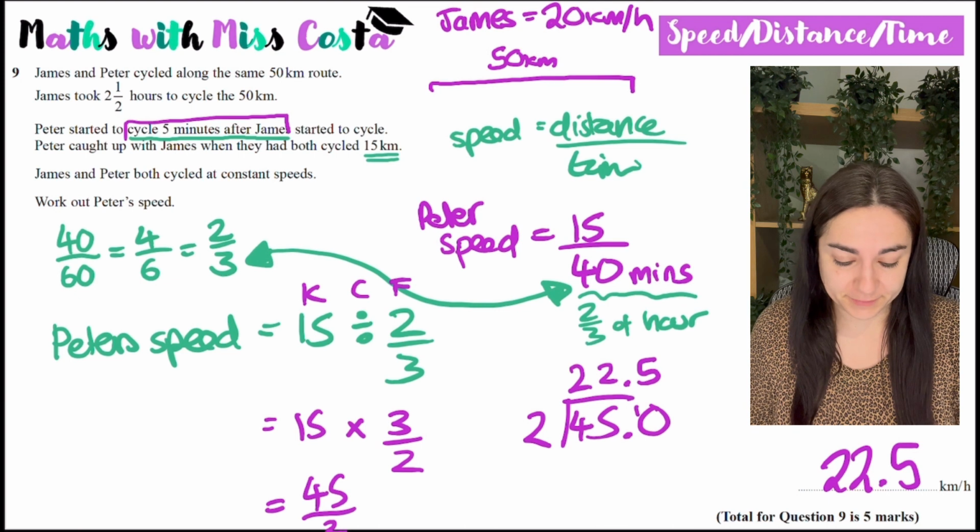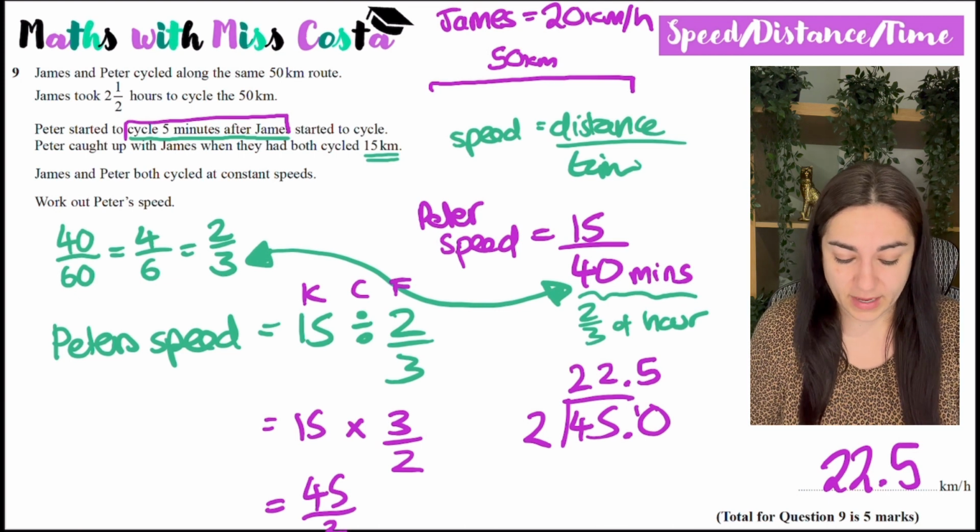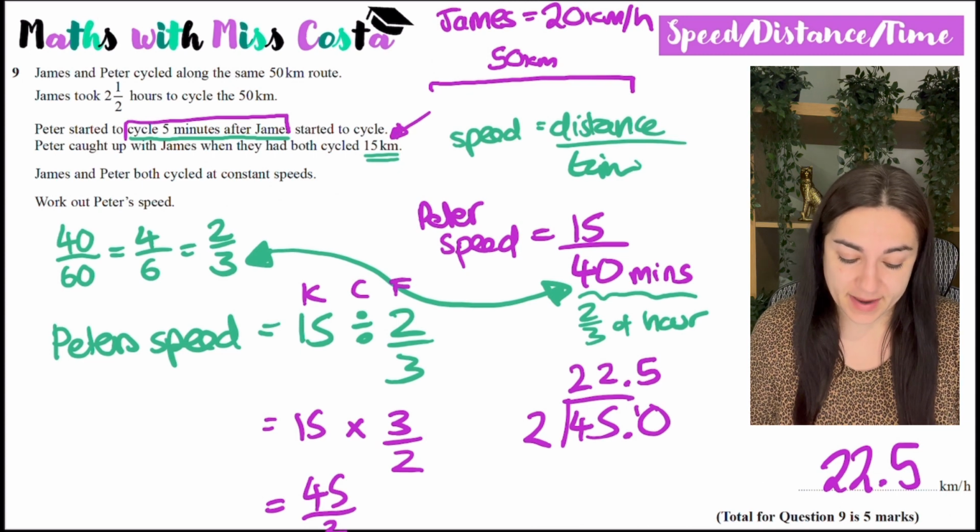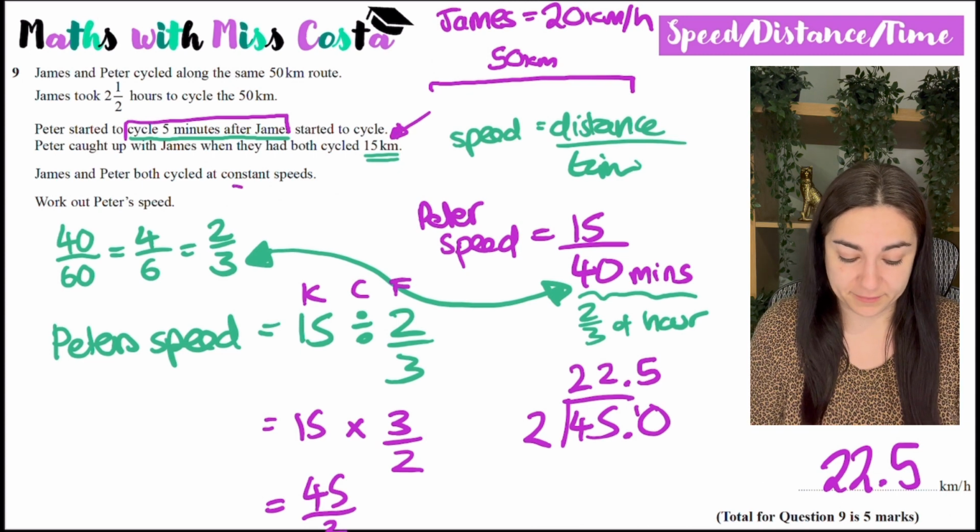So this one is quite a tricky question because there's a lot to read or interpret. But we start by just figuring out what James's constant speed must be. Then we need to figure out how long it took him to cycle 15 kilometers. And then using that, we can finally figure out how much time it took Peter.